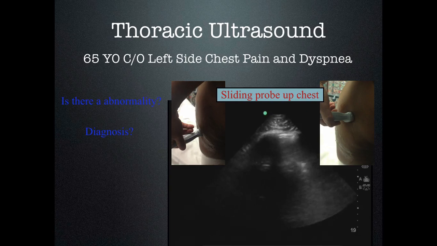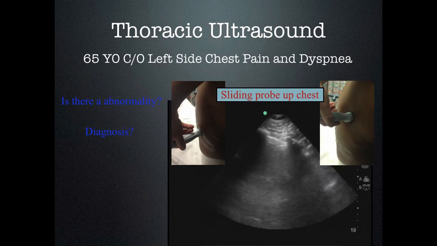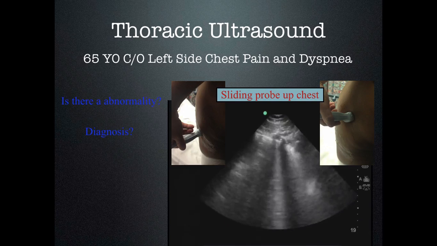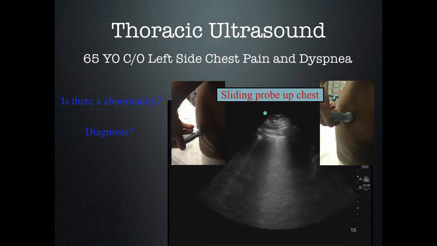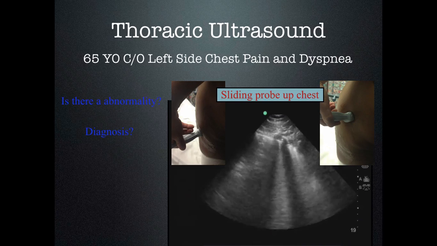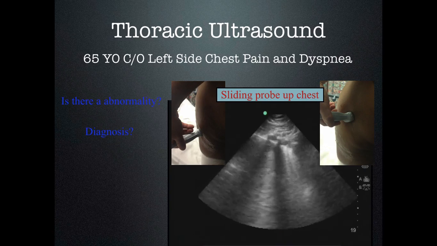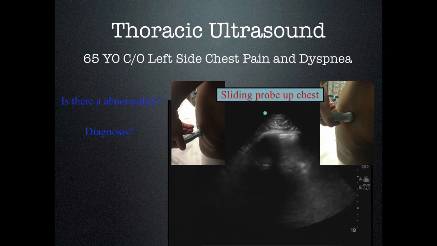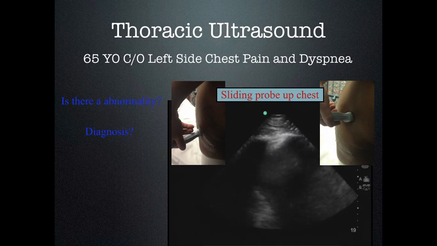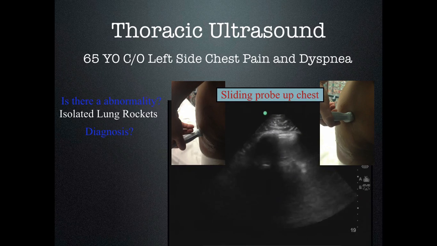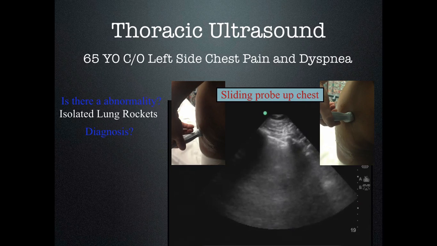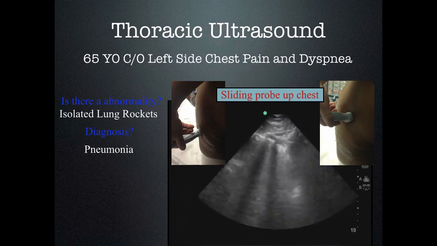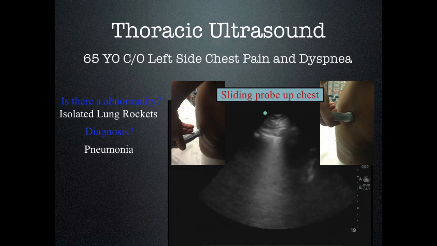So we slide the probe up from the back, and we slide up a rib, and all of a sudden we see lung rockets. These are isolated lung rockets up the back on the left side near the scapular border. And as we come back down towards the base, the lung rockets disappear. So these are isolated lung rockets, and we start thinking, what does an isolated lung rocket indicate? I already told you, that indicates pneumonia. So we've made a diagnosis.